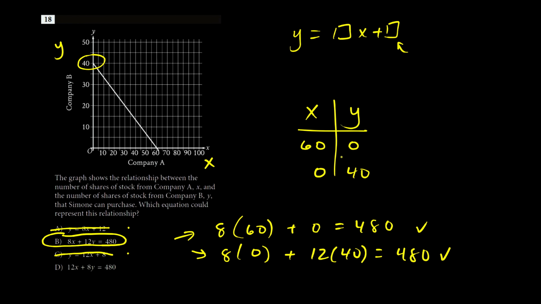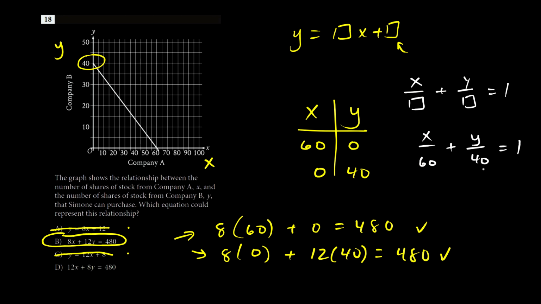Now, there is another way you can do this. It's usually not taught in most classrooms, but it's called intercept form, if you want to take a look at that. It's always x over the x-intercept plus y over the y-intercept equals 1. So in this problem, we could have said x over 60 plus y over 40 equals 1.